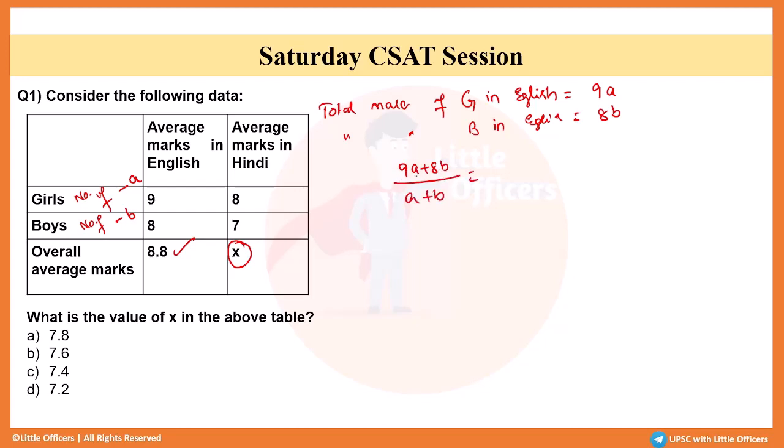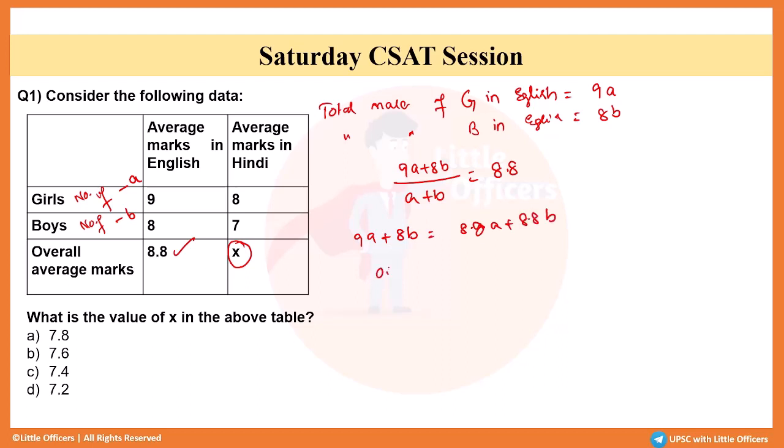This is the average. Look, here the sum of the marks divided by the total number of students, boys and girls, is equal to 8.8. Now we have to simplify to get the relation between a and b. How do we simplify? 9a plus 8b equals 8.8 times a plus 8.8 times b.